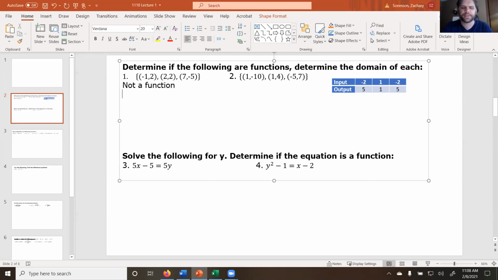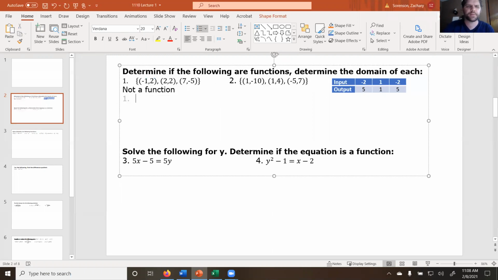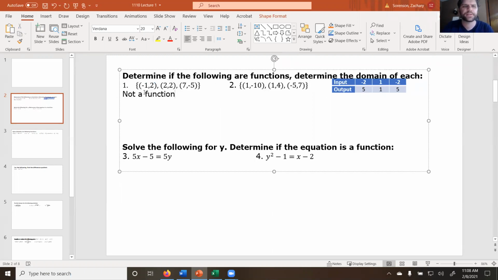And the why of it is that we have this -1 going to 2, and we have this 2 going to 2, which is a big no-no. You can't have two different values of the domain going to the same output. What about this guy? Oh, no. Sorry, this is a function. Now everyone's going to be confused. Apologize. This is a function.